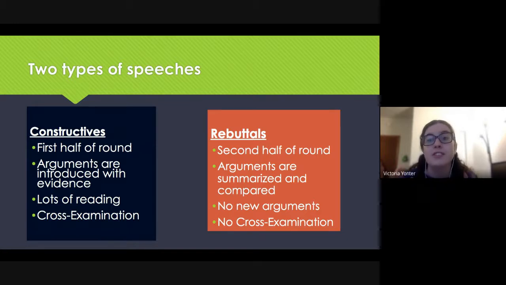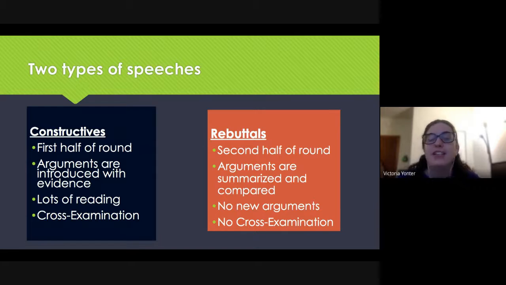The rebuttals are the second half of the round. This is where the debate really gets fun. You've laid out all your arguments, you've presented all your evidence, but now you've got to hash it out. You've got to figure out who has the better arguments. You've got to dive really deep into those arguments and do weighing and talk about why your impacts are the most in the round. Why should the judge vote for you?